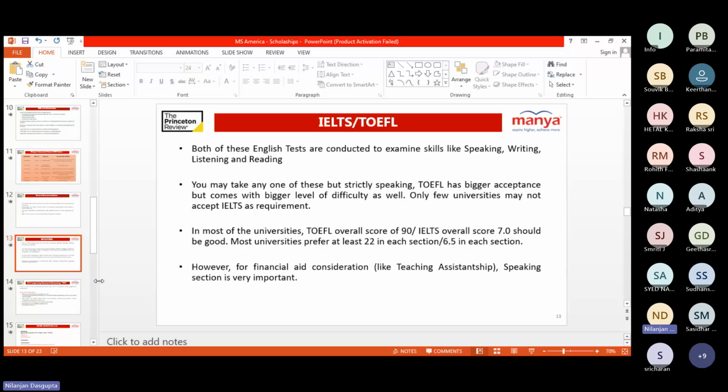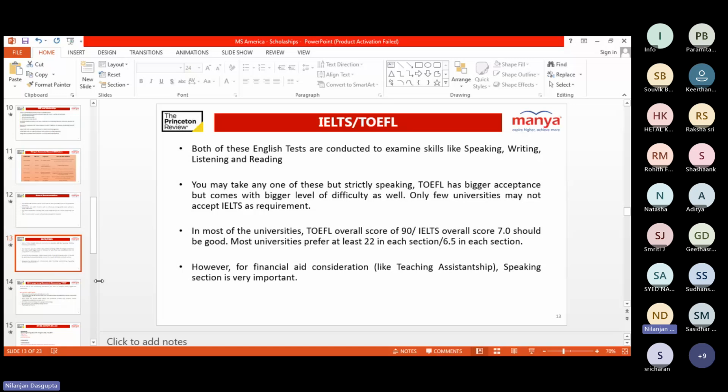If you are getting 100 and above out of 120, you will be comfortable in all universities. Because 100 is something that will be required only by some particular universities. But if you are getting that, then you are okay for all universities. I mean, you are a good candidate as far as TOEFL is considered.